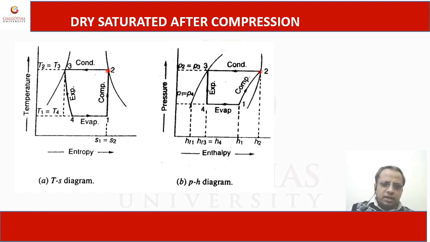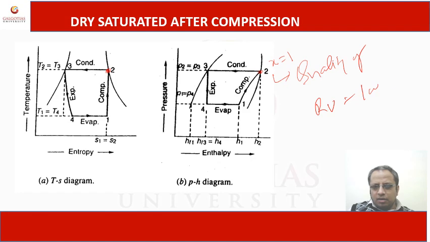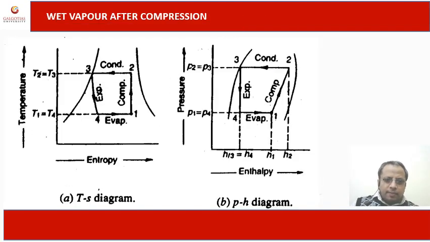So we can say this is the dry saturated compression process, and here the quality of vapor is 100%. There is no moisture in the vapor refrigerant, there is no wet vapor condition. So we can say here the quality of refrigerant vapor is 100% or the x value is 1.